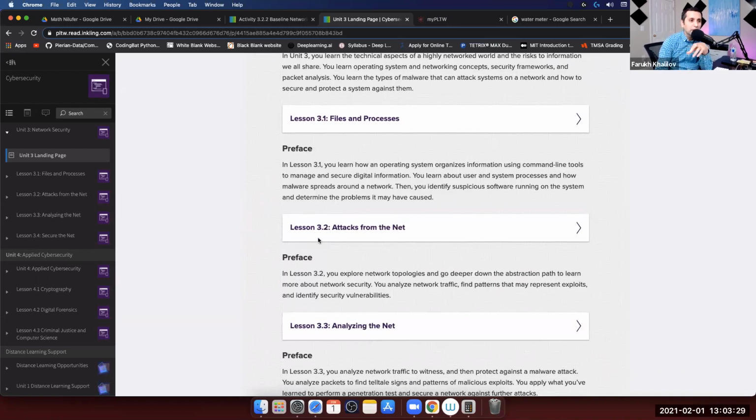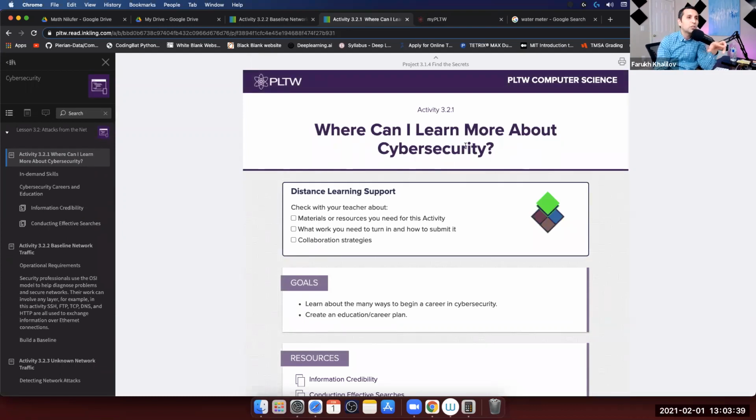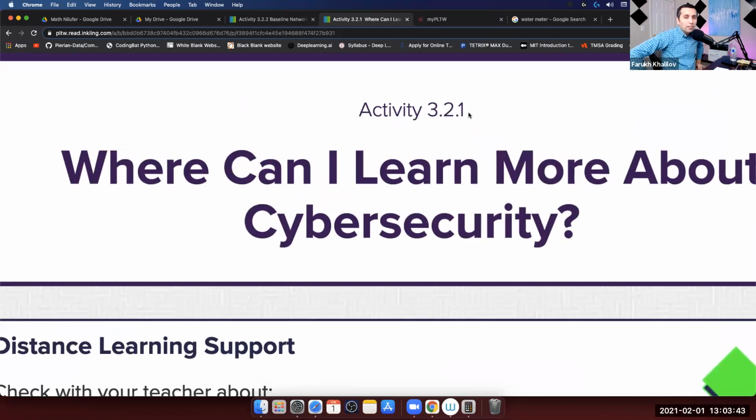In lesson 3.2, we are going to work with various scenarios, and I will show you what that is. Let me dive in. So in activity 3.2.1, that is the first activity, but we will not do that activity today. I will just go fast. What is that activity? Actually, I cannot call it an activity. It's just giving some information.